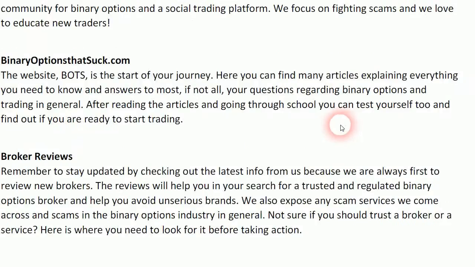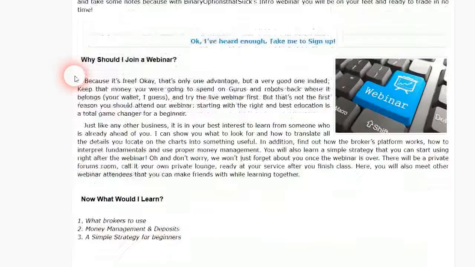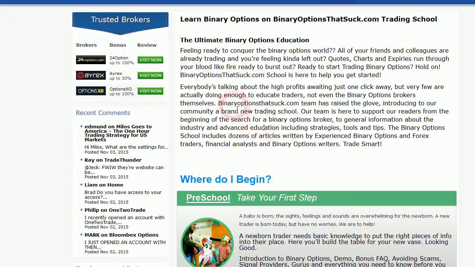Okay, so let's take a look at the overview of bots. First of all, about who we are. So we started in 2010, about 5 years ago, grew from a small blog, and we focus on fighting scams. This is why it's important that you get your facts from us.